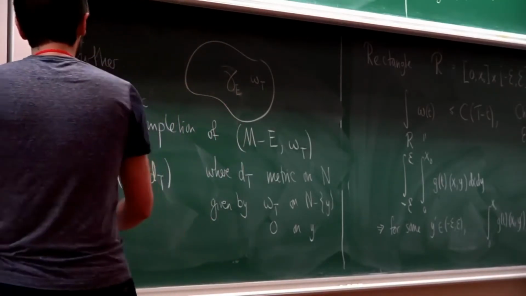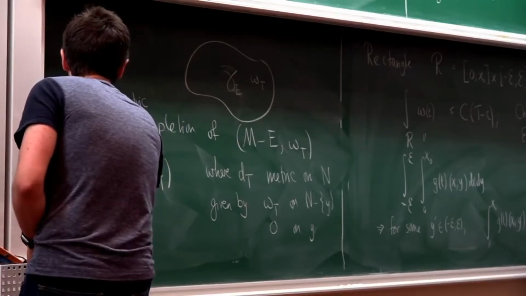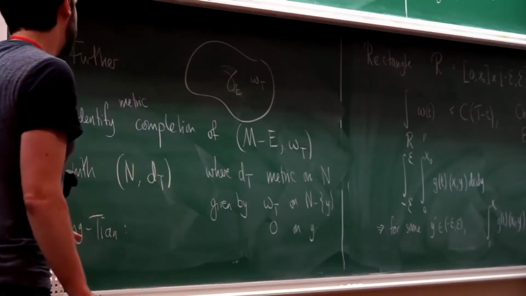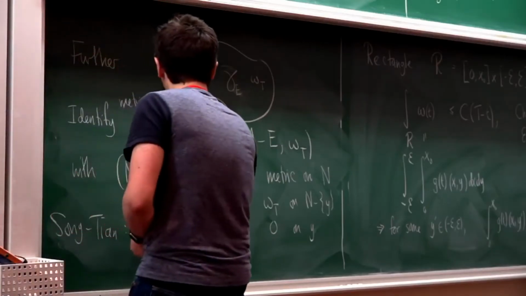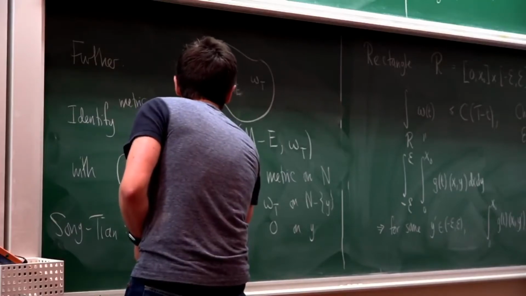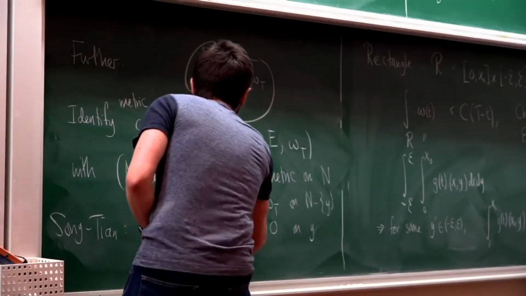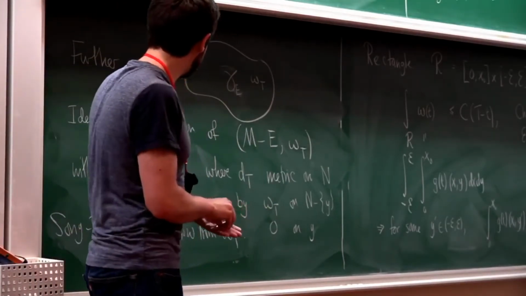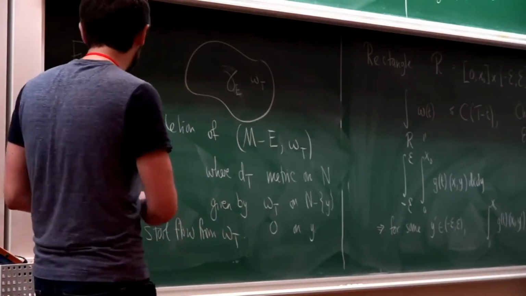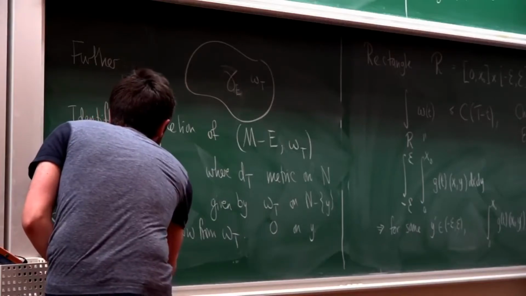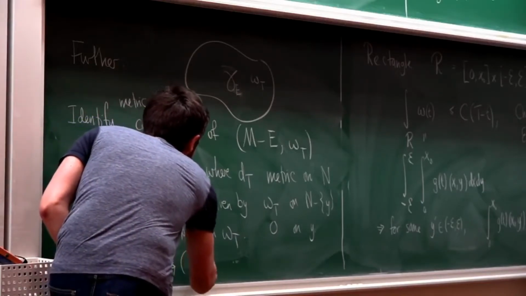And then moreover, you can use results of Song and Tian to say that you can start the flow from omega t, and it immediately becomes smooth. And moreover, what we can show is you get Gromov-Hausdorff convergence of M, omega t. This will converge as metric spaces to N, dt.